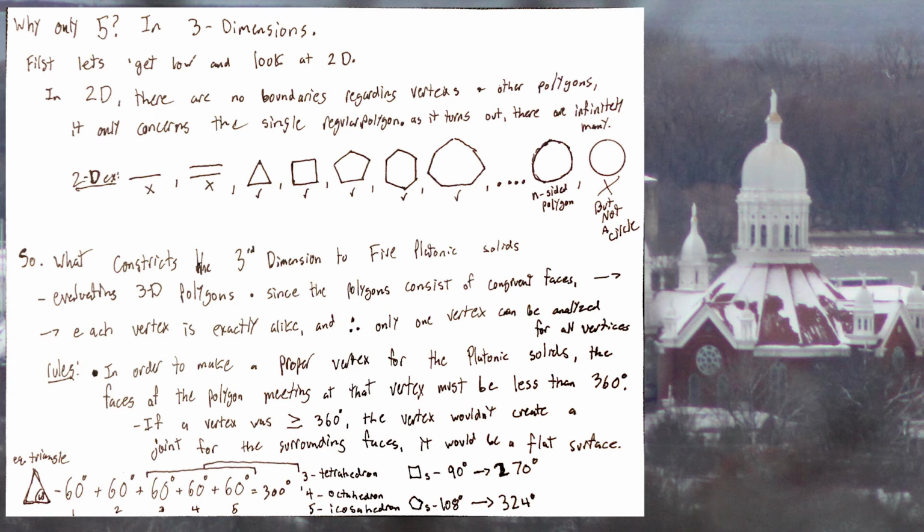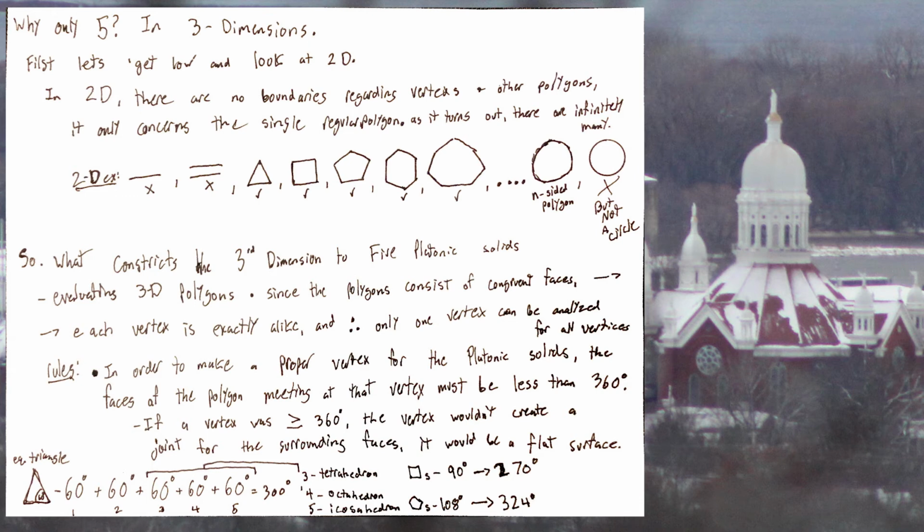So in order to make a proper vertex for the Platonic solids, the faces of the polygon meeting at that vertex must be less than 360 degrees. If a vertex is greater than or equal to 360 degrees, the vertex doesn't create a joint for the faces of this polygon to fold. It would just create a flat surface.